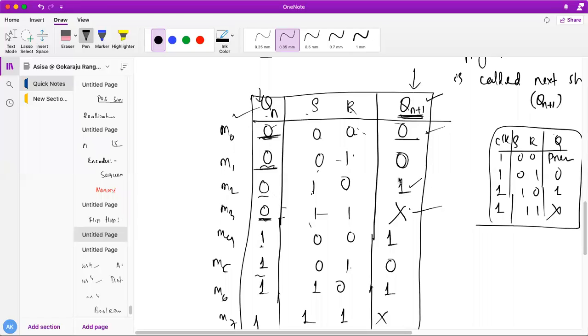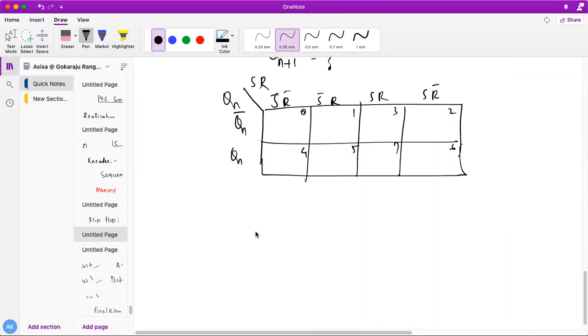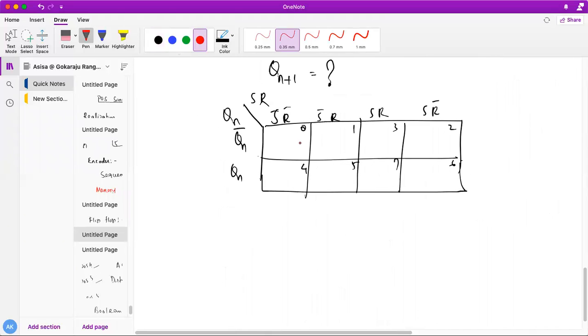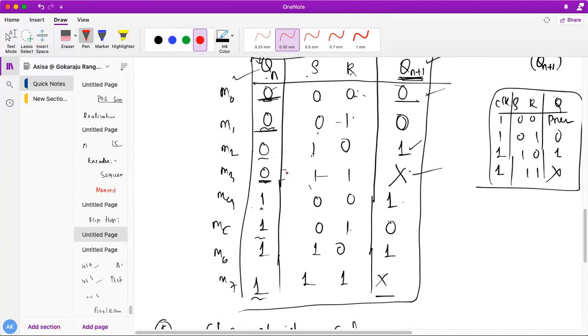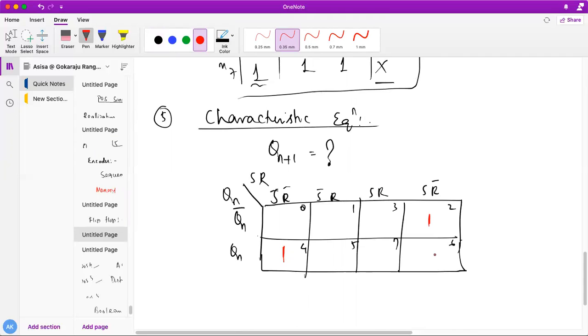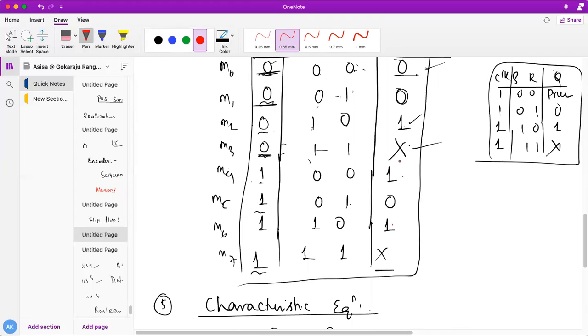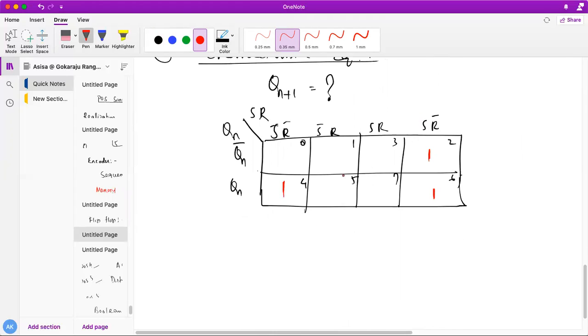Where I am getting 1 is at M2, M4, and M6. And where I'm getting don't care, students, I'm getting don't care at M3 and M7. This is my don't cares. Do you all understand?